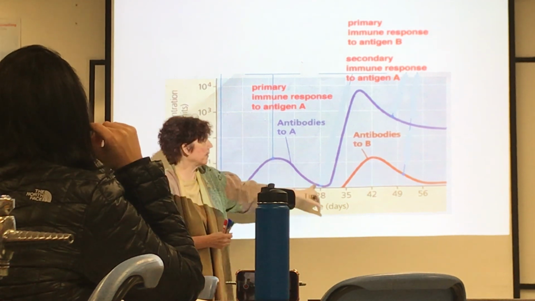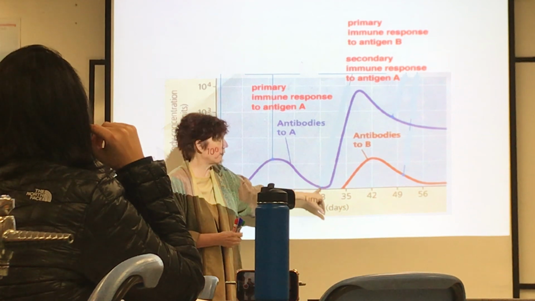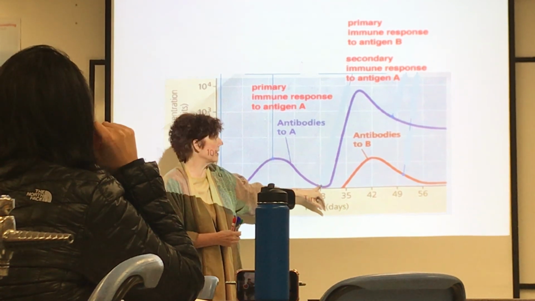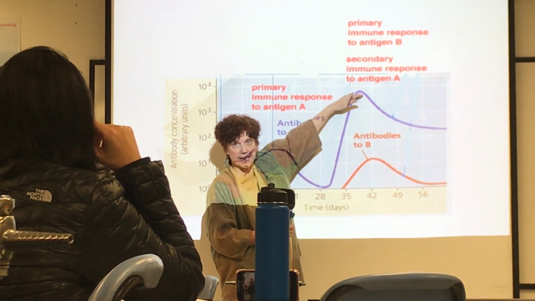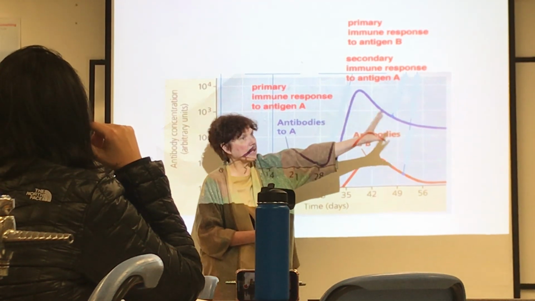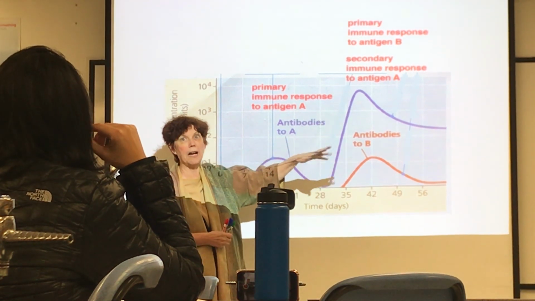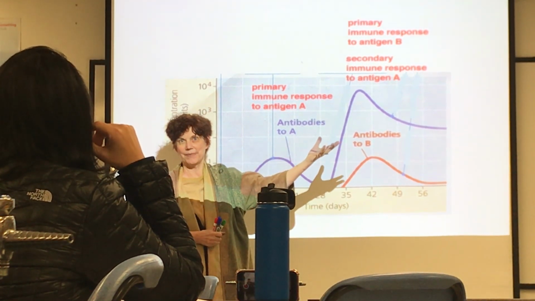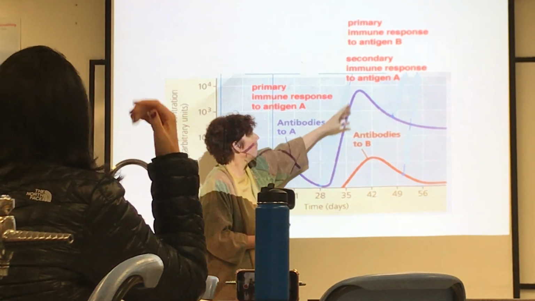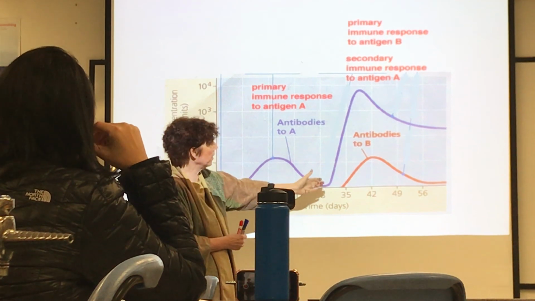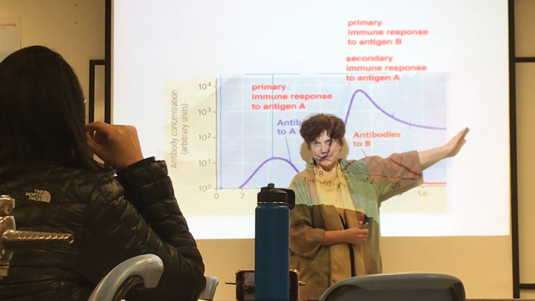So the second time we get an exposure, within just 1 to 2 days, you start making antibodies. And notice how many more antibodies you make that second time around? Because you've already cloned lots of memory cells that only take a few hours to start making antibodies. And they divide, and those make more antibodies. Plus, not only does it take a shorter time, and we get more antibodies, it lasts for a longer period of time.